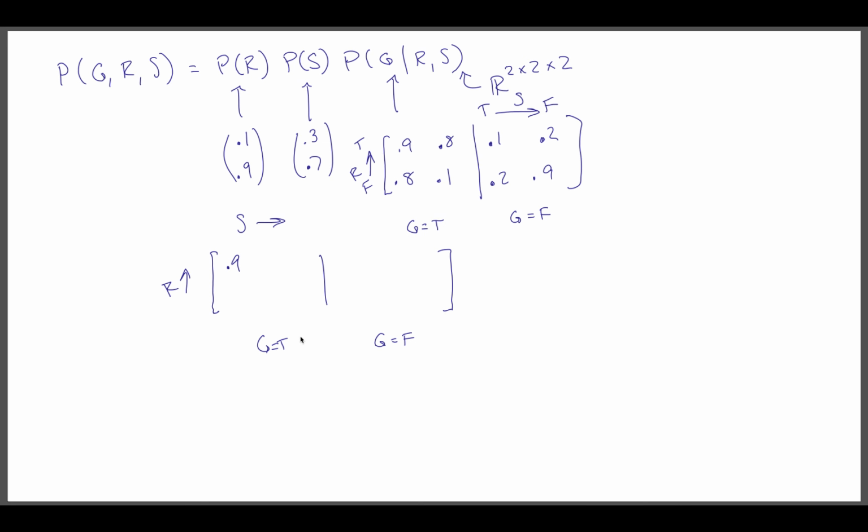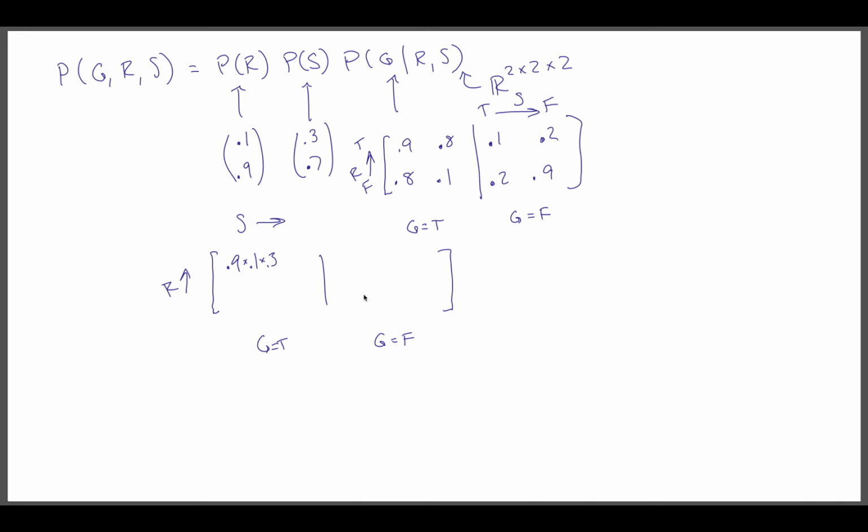So we copy the element over from this table. Here's the 0.9. And then we multiply in this table, right? So R is true in this cell, so we take the true element of that table, so times 0.1. And then S is true, because we're in the left column here. So we have times 0.3, right?